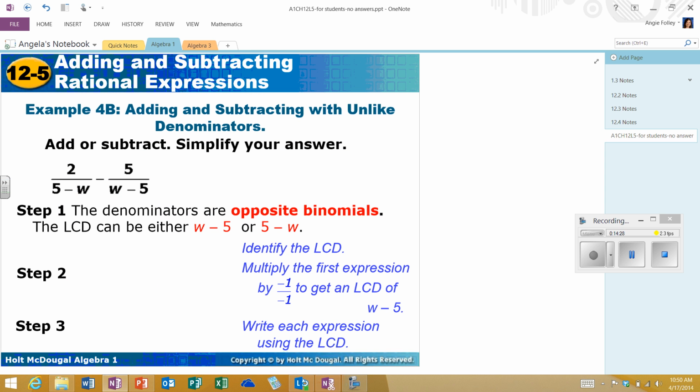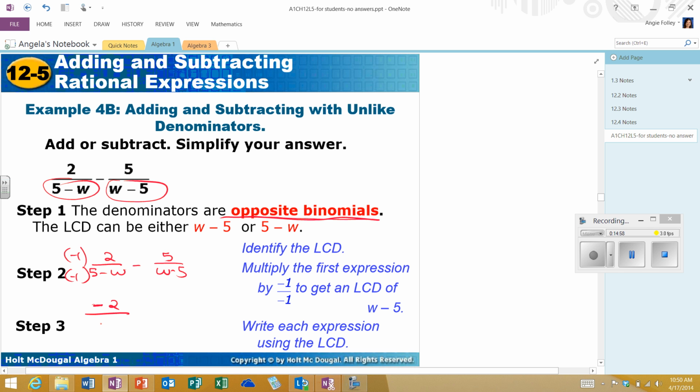All right, adding and subtracting again. I have a very similar common denominator, but if you notice, they're not quite the same. They're opposites. So in order to make them the same, basically I just have to pick one of them and multiply it by a -1. So if I rewrite this, you can do the first or the second one. I'm going to multiply this by a -1 on the top and the bottom.